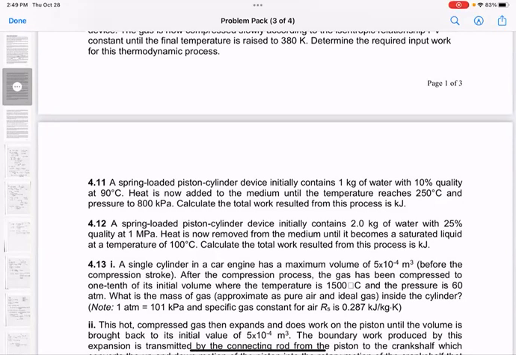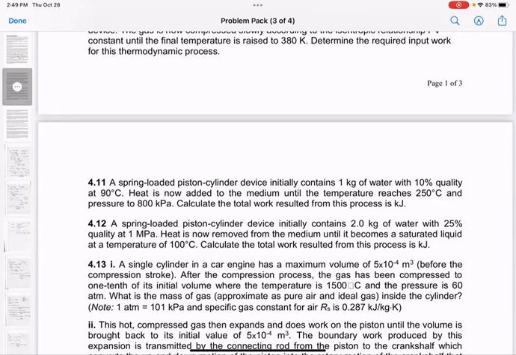Heat is now added to the medium until the temperature reaches 250 and the pressure to 800. Okay, so if that is a superheated vapor, then we do know the state is 250 and 800. So that's good. We know the initial and final states. We know the initial and final volumes. Calculate the total work resulted from this process in kilojoules.